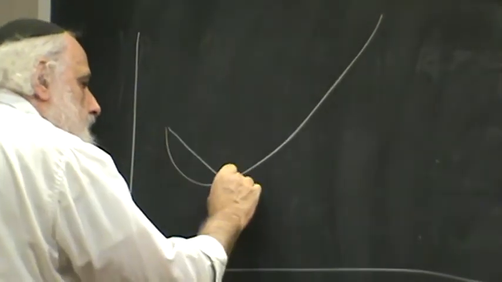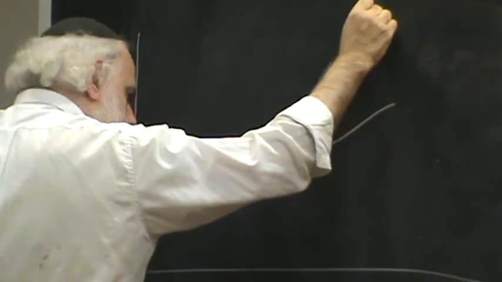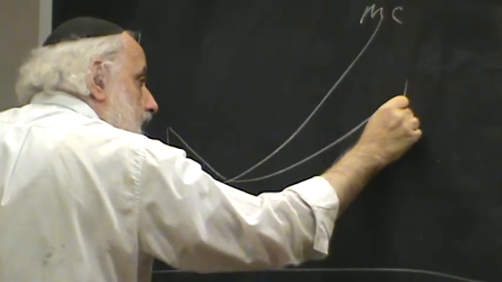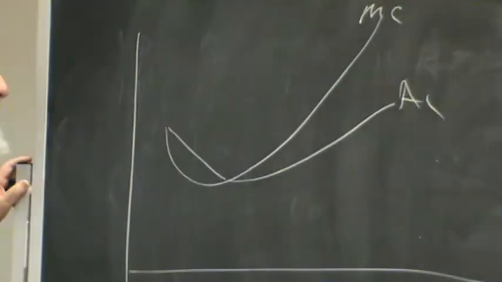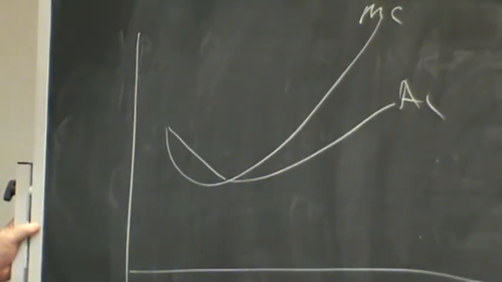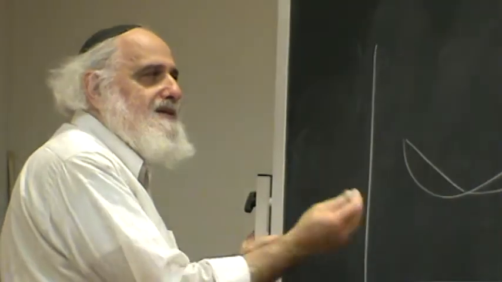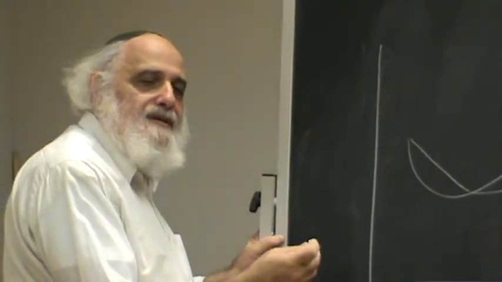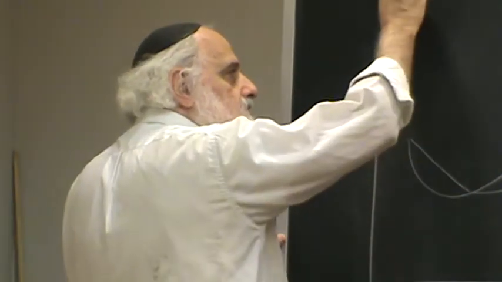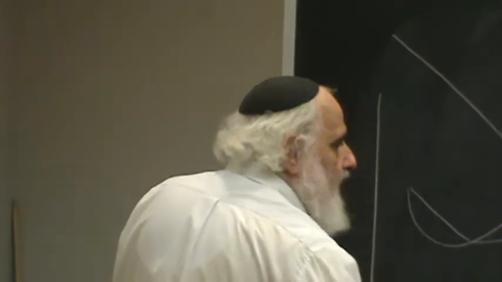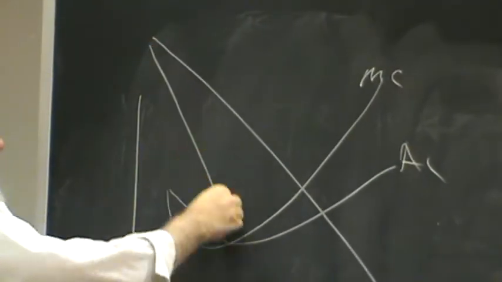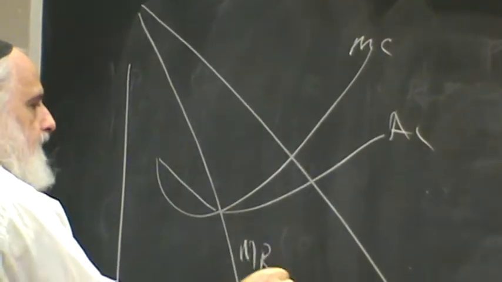So, we have the same cost curves as before, marginal cost and average cost. But this time we also have to have a marginal revenue curve, because he's not setting price equals marginal cost, he's setting marginal revenue equals marginal cost. So we will draw in the demand curve, and we will draw in the marginal revenue curve.